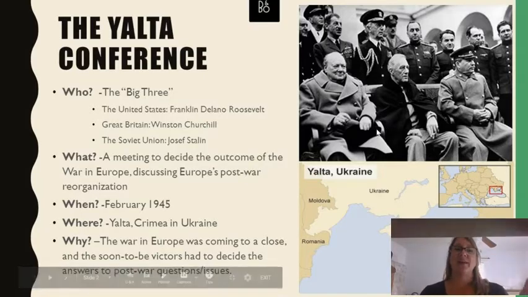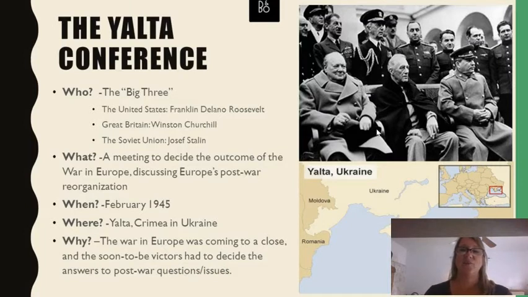So at the end of World War II, there is a conference, the Yalta Conference. You have who attended, the Big Three. So you have the United States, this fellow in the middle, Franklin Delano Roosevelt, represented the United States. Winston Churchill, this man, from Great Britain. Joseph Stalin from the Soviet Union.